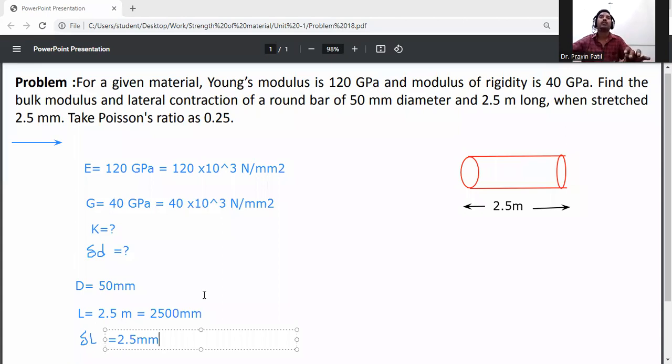Then Poisson's ratio is also given. Mu is equal to 0.25. So this data is given for calculating the bulk modulus and delta D.